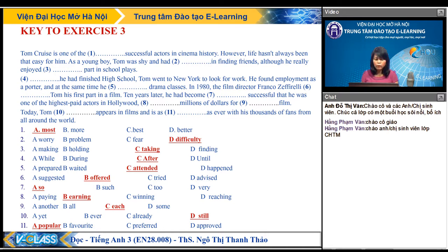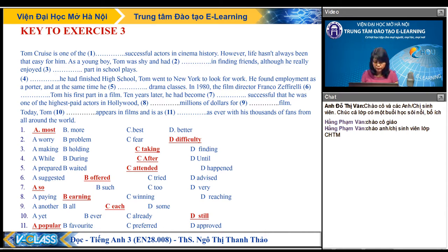Come on with number 4. He had finished high school. Tom went to New York to look for work. So what happened? So he had to finish his school before he went to New York to look for work. So the answer here is after.